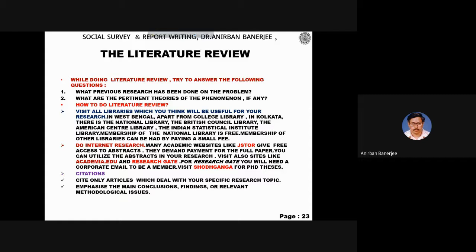How to do a literature review? You visit all libraries which you think will be useful for your research. In West Bengal, there is a plethora of libraries. Apart from the college library, in Kolkata there is the National Library, the British Council Library, the American Central Library, the Indian Statistical Institute Library. Membership of the National Library is free. Membership of other libraries can be had by paying a small fee.